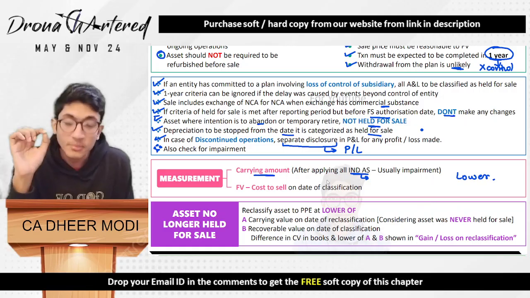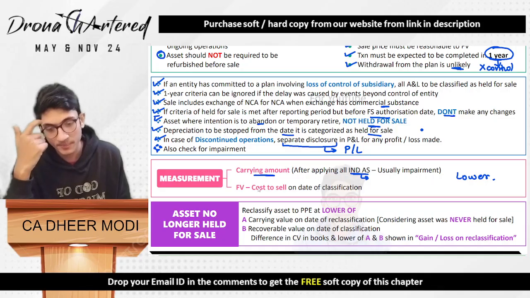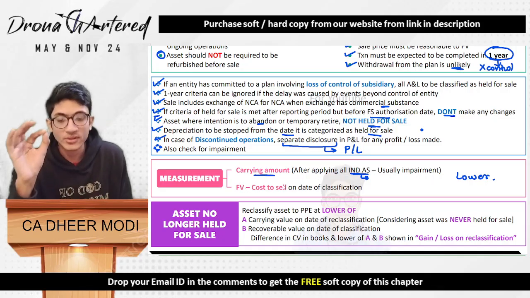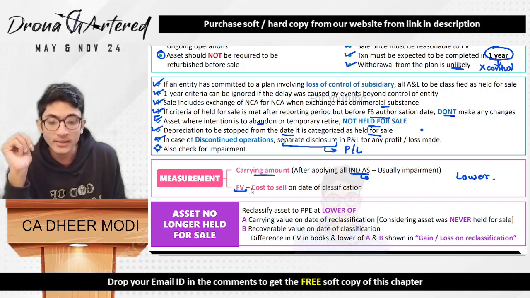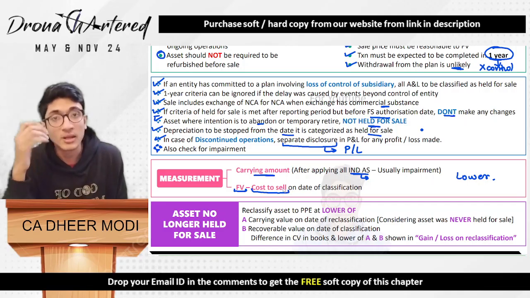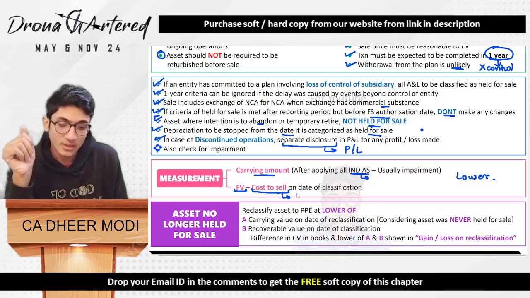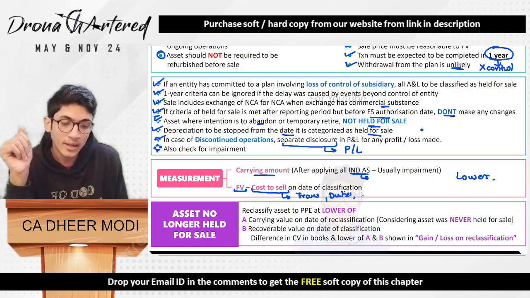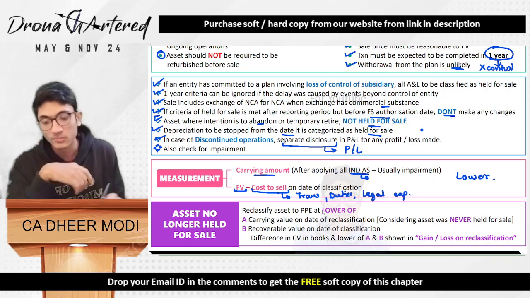So this will be valued at your carrying amount, that is after checking it for impairment, or your fair value less cost to sell on the date of classification. Fair value is what the market is ready to pay, and cost to sell is whatever expense you will have to incur to sell it. Say for example, you have to sell it to another country. In such a case, there will be transport charges, duties, and legal expenses. All of this will have to be subtracted to come to the correct value.